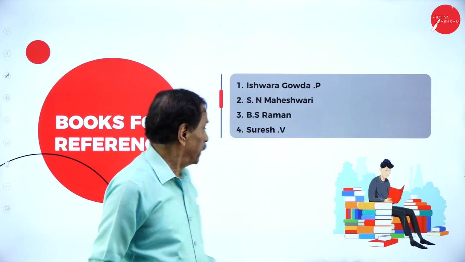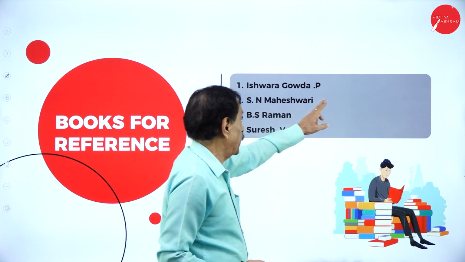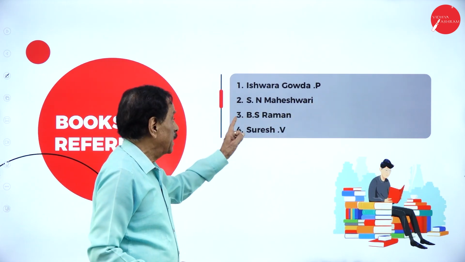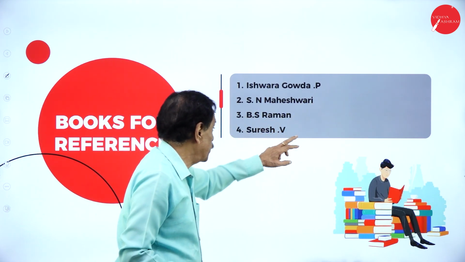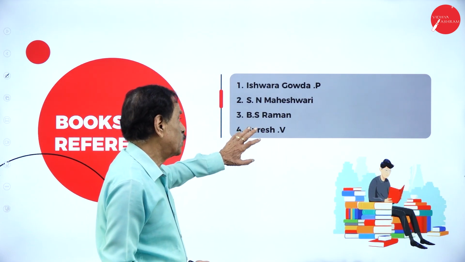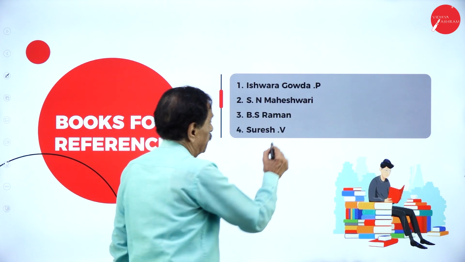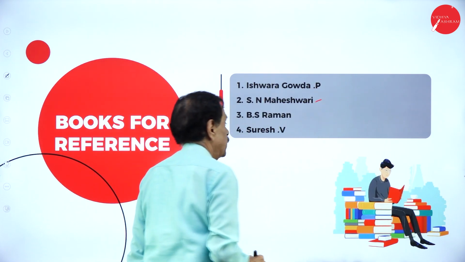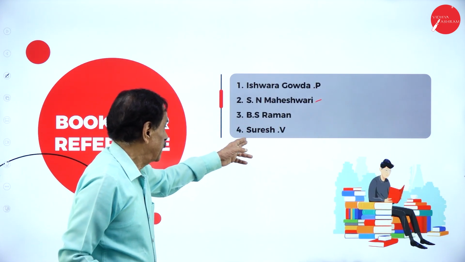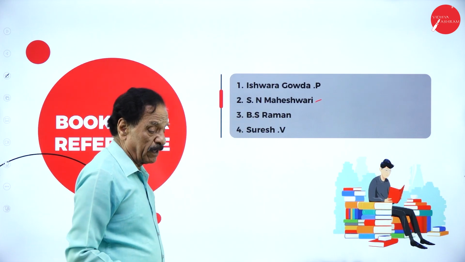So, books for reference: Ishwara Gowda P, a good book, S.N. Maheshwari, B.S. Raman, Suresh B. These are all the books recommended. So, books are available. S.N. Maheshwari is a very good book here. S.N. Maheshwari, B.S. Raman, then Suresh B, Ishwara Gowda.